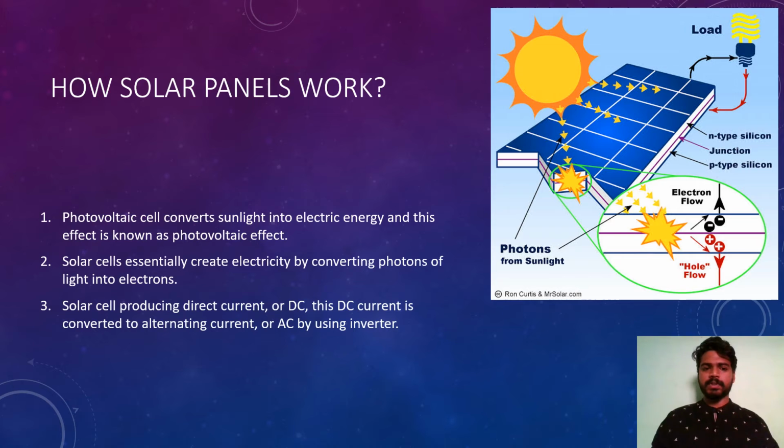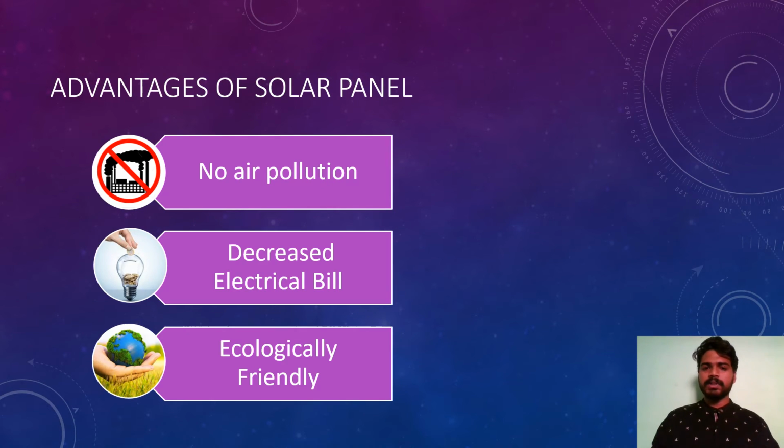How do solar panels work? A photovoltaic cell converts sunlight into electric energy, and this effect is known as the photovoltaic effect. Solar cells essentially create electricity by converting the photons of light into electrons. Advantages of solar panels. If you use a solar panel, there will be no air pollution, it decreases the electrical bill, and it is ecologically friendly.